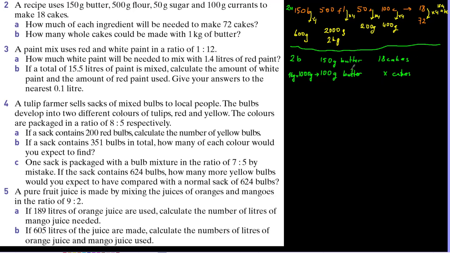And I'm understanding this is direct proportion because of the increasing on both sides. What I mean is, when you increase the gram of butter from 150 to 1000, it is obvious that I'm going to make more than 18 cakes by using 1000 gram of butter, which means that this is direct proportion.